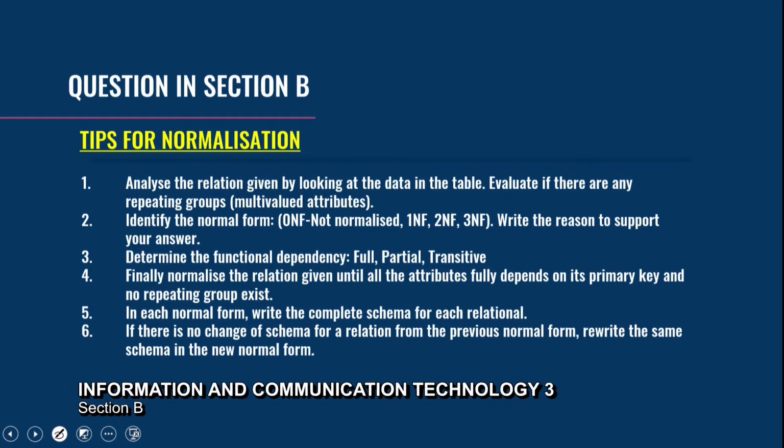In each normal form, write the complete schema. This is important because students might miss this. They don't write the schema. So this is very important. In each normal form, write the complete schema. And then if there is no change of schema for the relation from the previous normal form, rewrite the same schema to the new normal form. This is very important. Number 5 and number 6 are important.